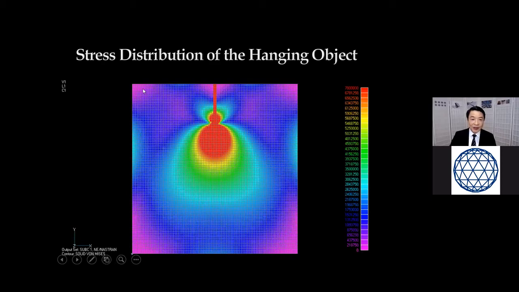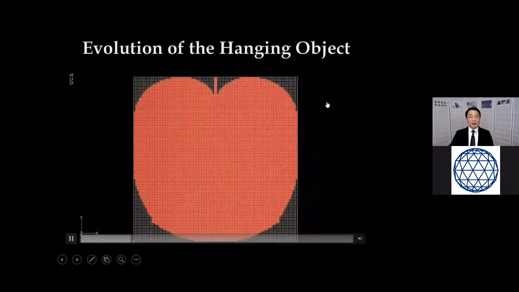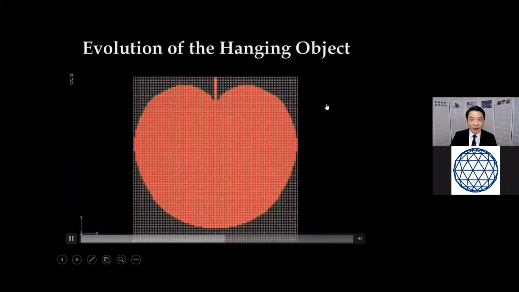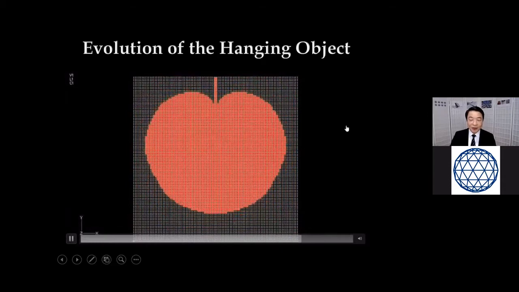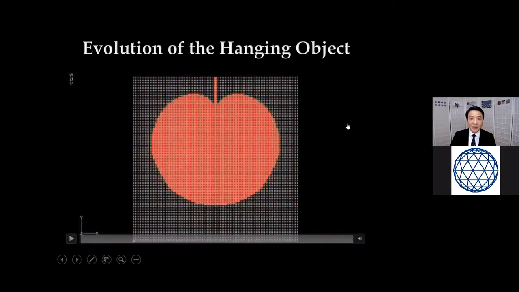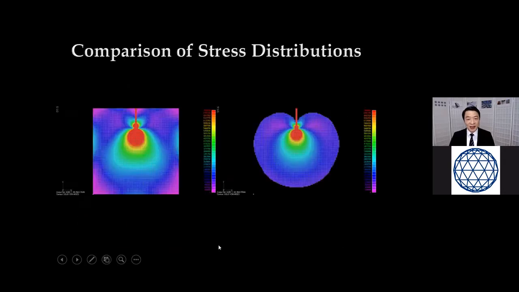So we can remove this inefficient material step by step, and we would see this evolutionary process. Every time we are removing the elements with the lowest stress, and gradually we will get a new design. If we compare the initial design and the final design, we will notice that the original design has different colors throughout the whole structure, and the final design we are getting is a design with uniform surface stress.